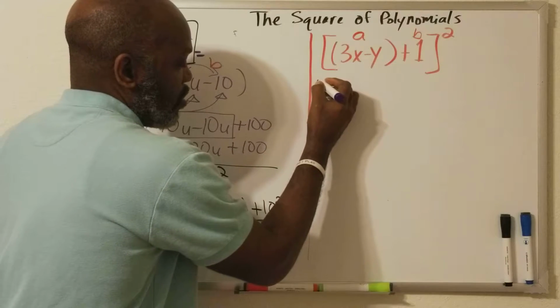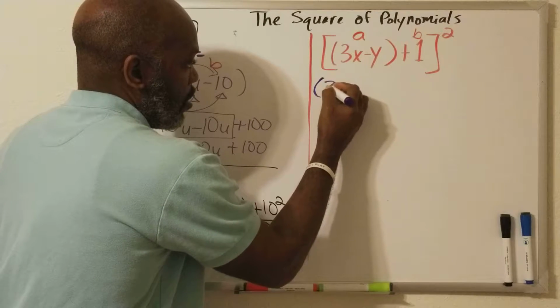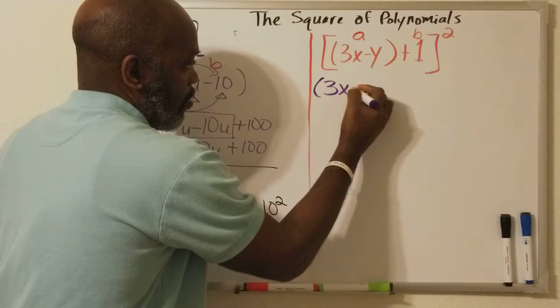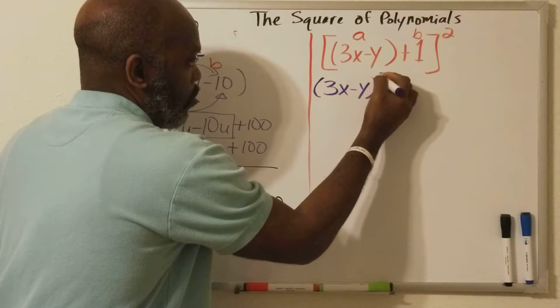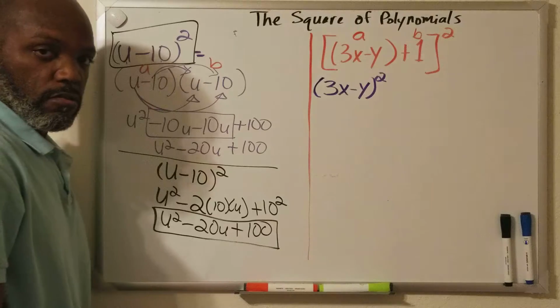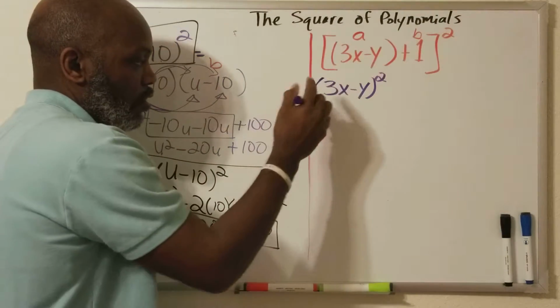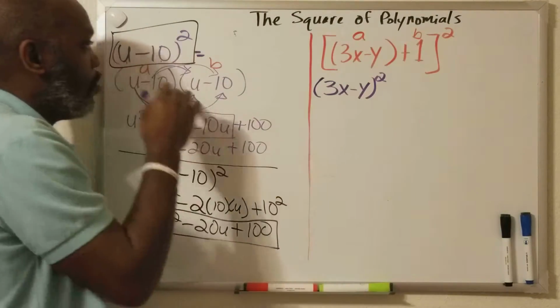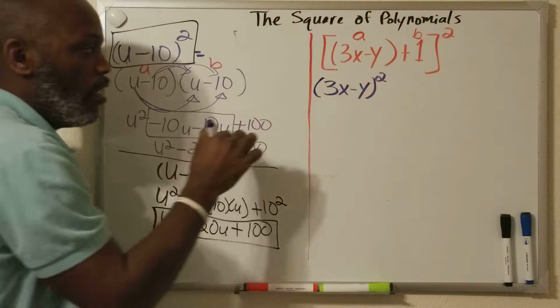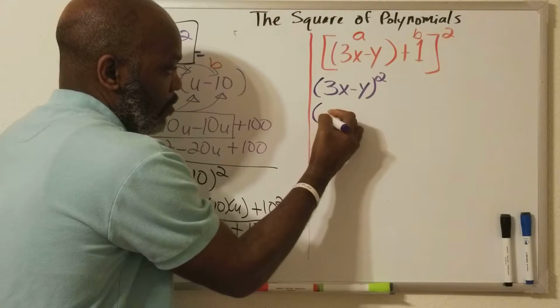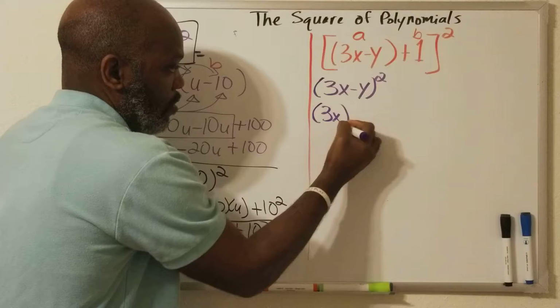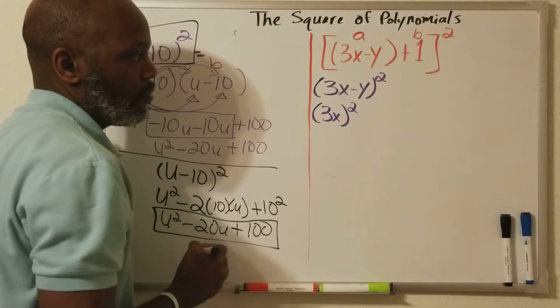We're going to first have 3x minus y, and we're going to square it, okay? We're going to do that first. So we're going to take this particular problem and we're going to solve it just like this. So what do we have? We have 3x being squared.